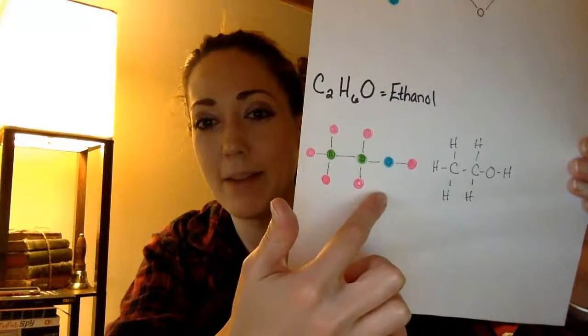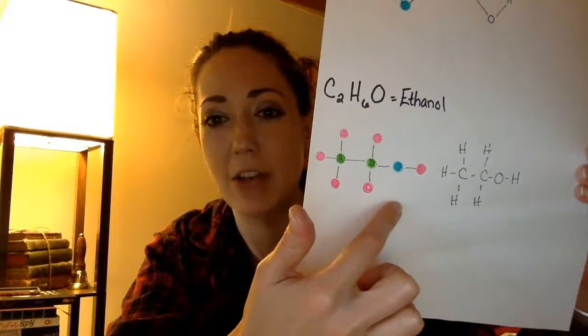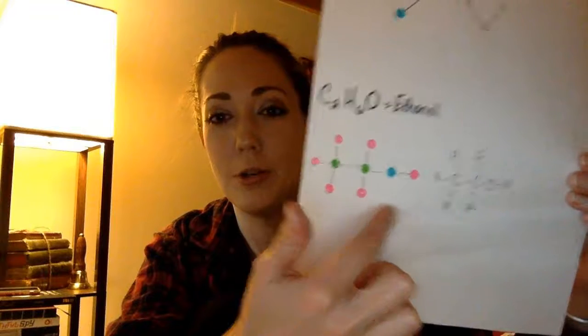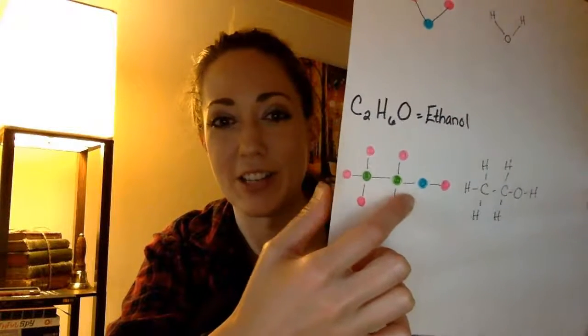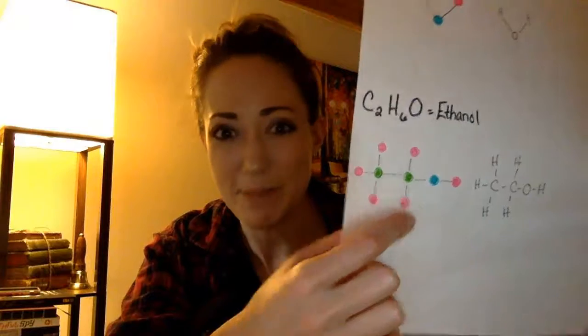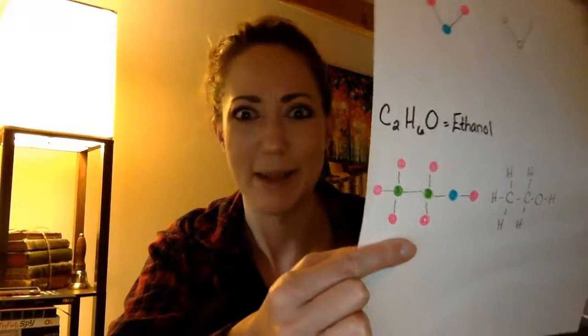Okay, so here's my structural formula. Here's my pipe cleaner and my beads. So I've got my 6 hydrogens. I've got my 2 green carbons. And then I've got my 1 oxygen. So you'll get to figure out how you want to build that with your pipe cleaners and your beads. And I'm really excited to see them. Okay.